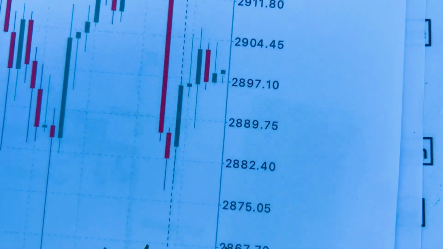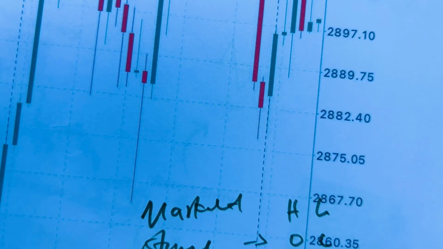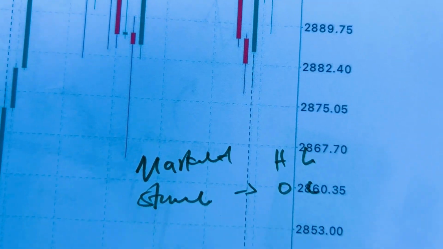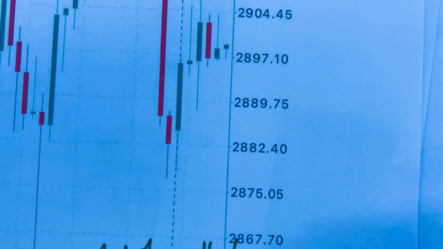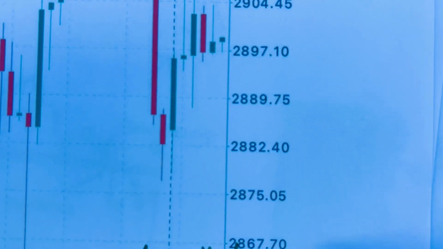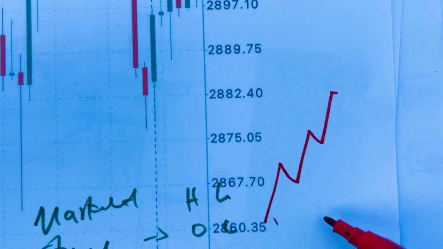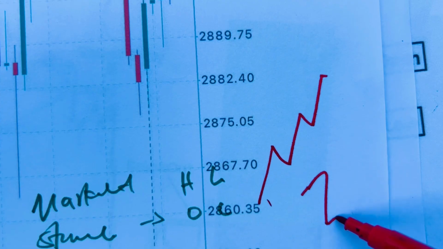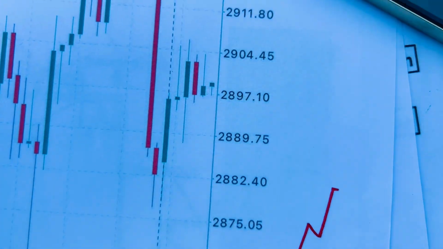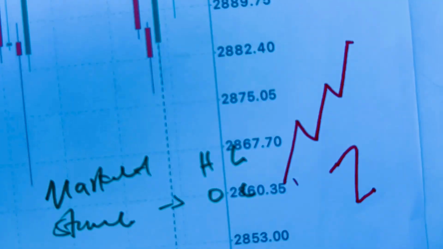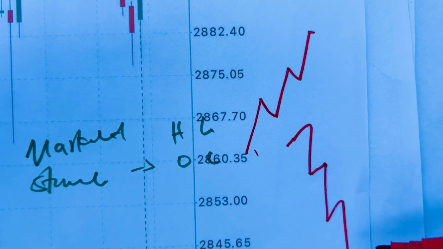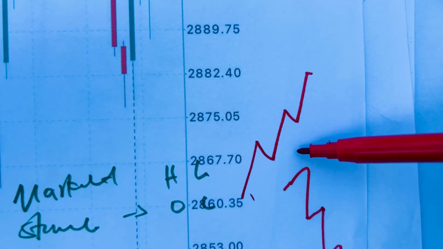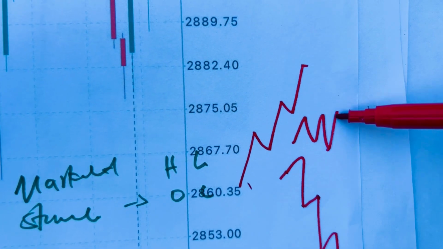If you are looking at market structure, what is market structure? We have another tutorial on the channel where I explain what market structure is. We're looking at whether the chart is trending up or trending down. We're looking at these 4 key things. Is the chart trending down, just like this, or is it ranging like this.